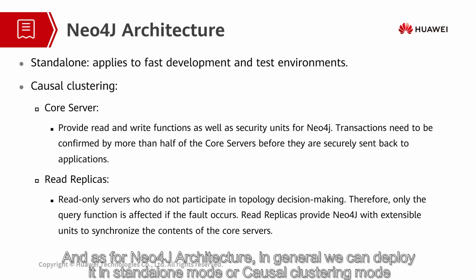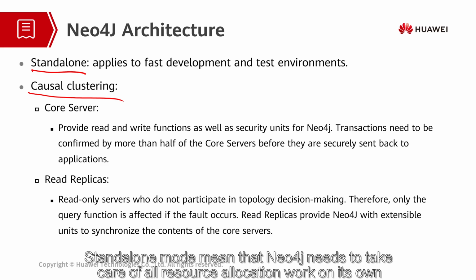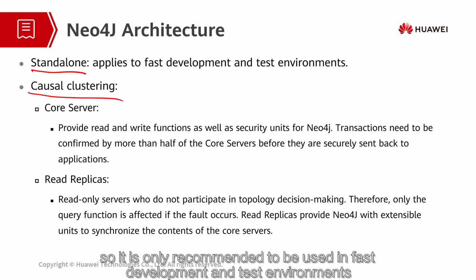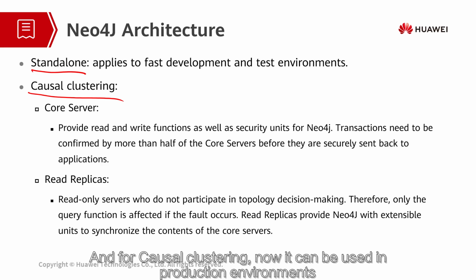And as for Neo4j architecture, in general, we can deploy it in standalone mode or in cache clustering mode. Standalone mode means that Neo4j needs to take care of all resource allocation work on its own, and if we deploy Neo4j in standalone mode, there are no good methods if there was an error. So it is only recommended to be used in fast development and test environments. And for cache clustering, now it can be used in production environments.